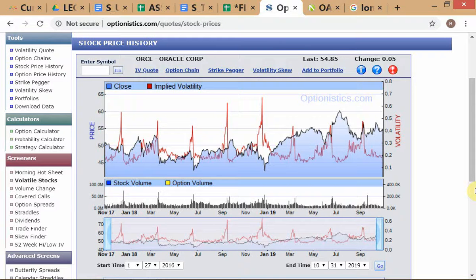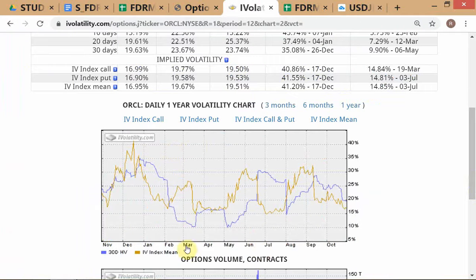That's why you can see here it says IV index. You see here it says IV index. It doesn't say IV of a particular contract. It's IV index. Okay. All right.